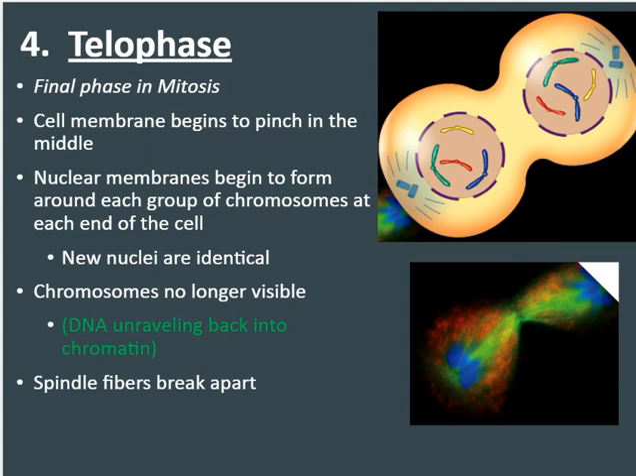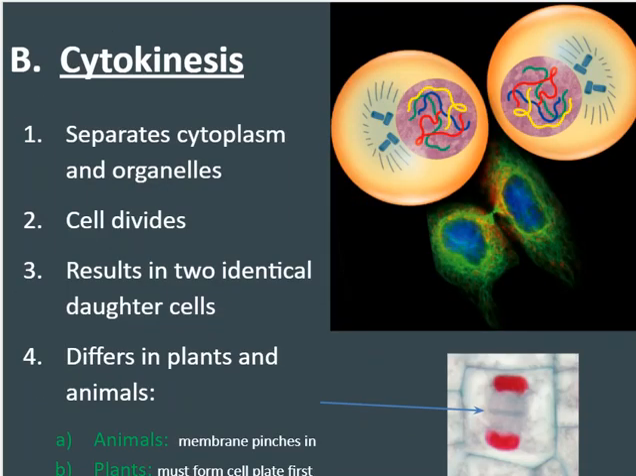Now, after telophase, but it's not technically a part of mitosis. Once we have 2 separate nuclei, mitosis is technically done. But notice, do we have 2 separate cells? No, we don't. So the final thing a cell needs to do is called cytokinesis. Again, not technically part of mitosis. And this is where we actually have the final cell division. We have separate cytoplasm, separate organelles. We now have 2 separate cells.